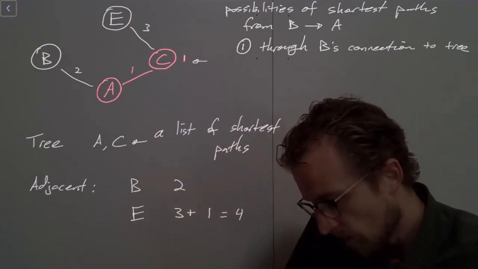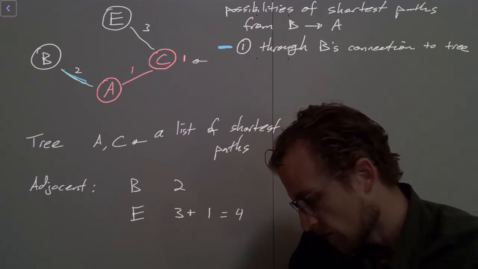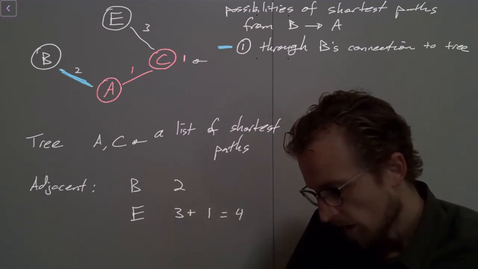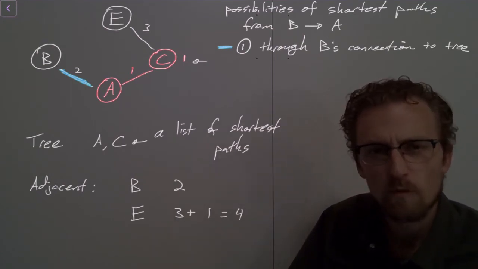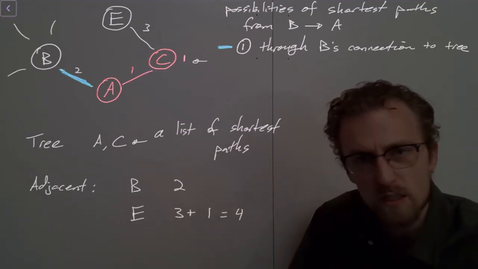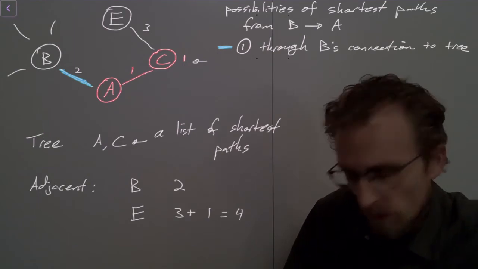Let's color code a little bit. That's this edge right here. Okay, so that's one of the possibilities. There's one other possibility. You look at this and you say, well, I guess there could be a whole bunch of edges back there. Why is there only one possibility?